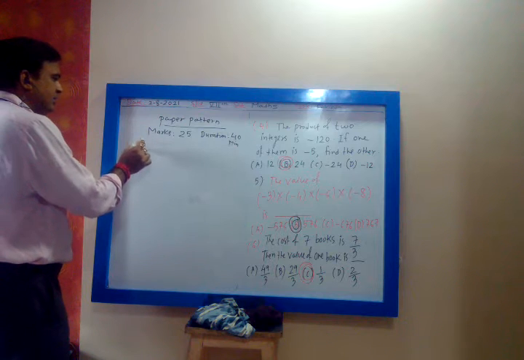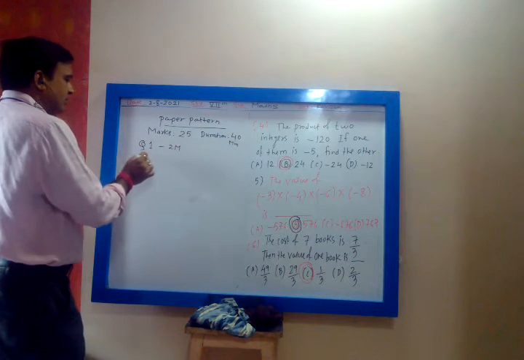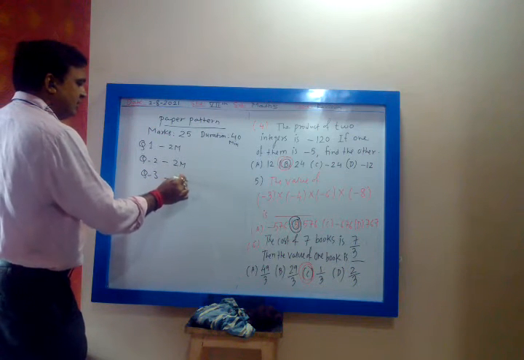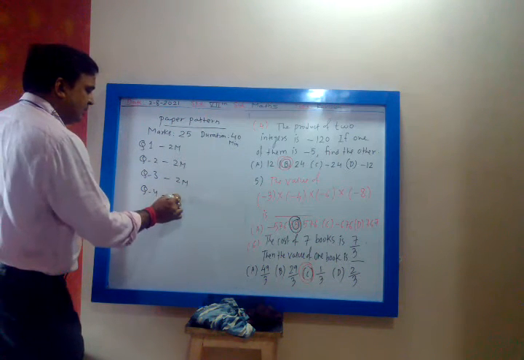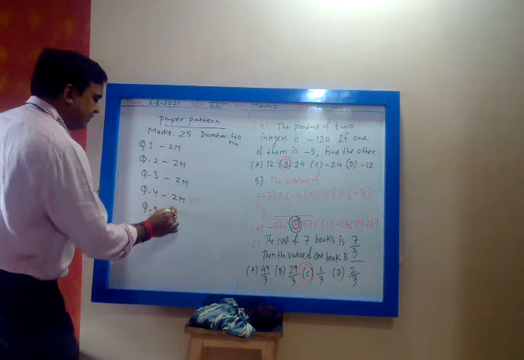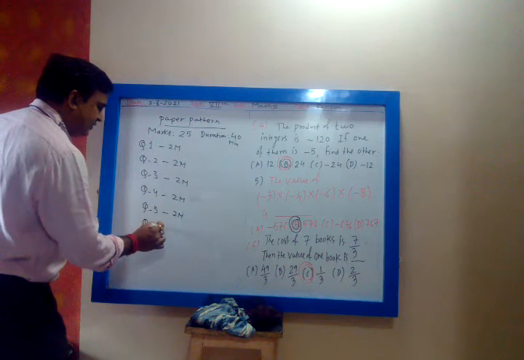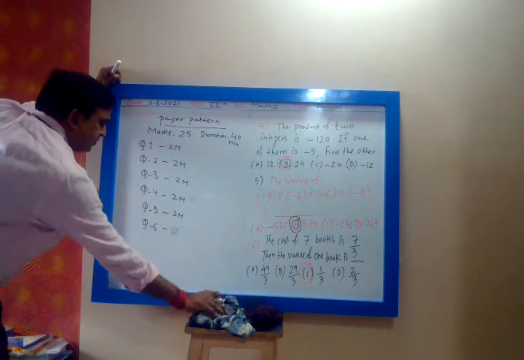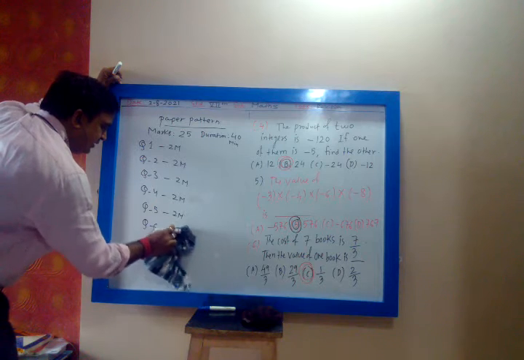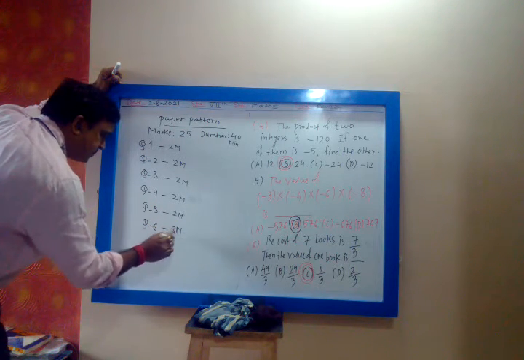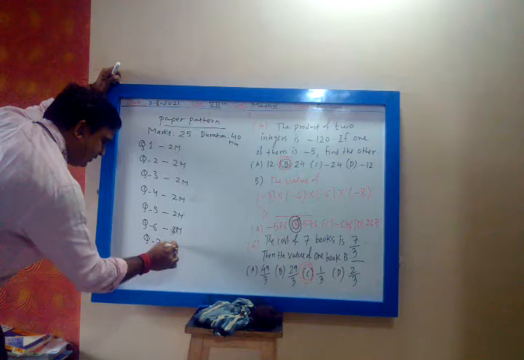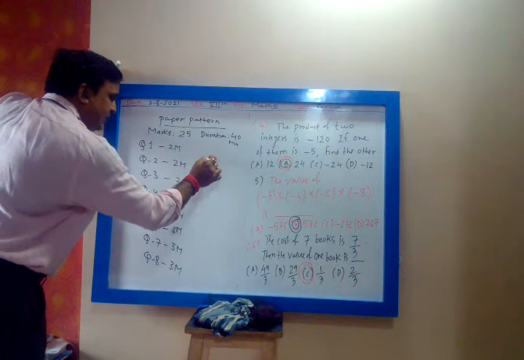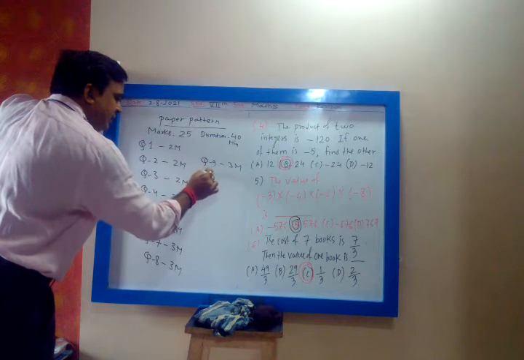Paper pattern is question number 1 will be 2 marks. Question number 2 will be 2 marks. Question number 3 will be 2 marks. Question number 4 will be 2 marks. Question number 5 will be 2 marks. Then question number 6 is 3 marks. Question number 7 is 3 marks. Question number 8 is 3 marks. Question number 9 is 3 marks. And last question number 10 is 3 marks.